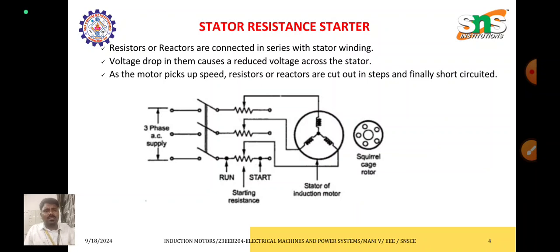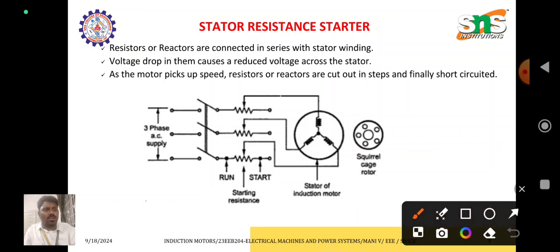And this is the stator resistance starter. This is the schematic diagram, the circuit diagram of the stator resistance starter. This induction machine contains a stator as well as a rotor. So this is the stator and this is the rotor. Here the stator is star connected and the rotor is made up of squirrel cage.